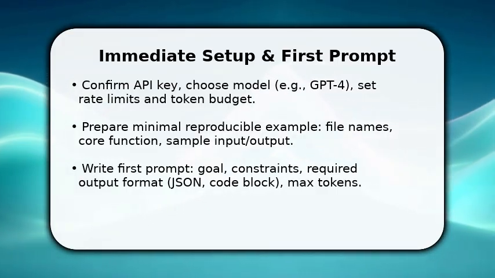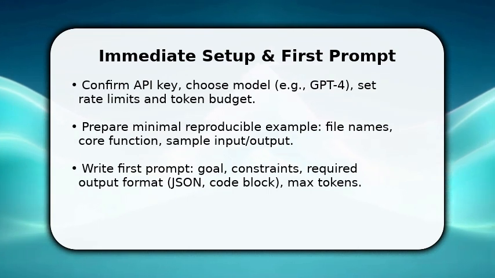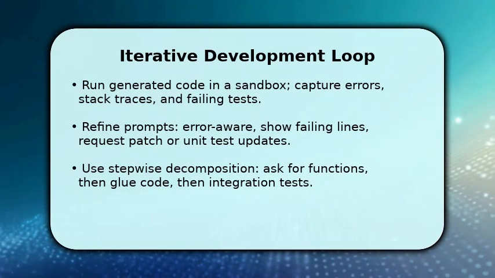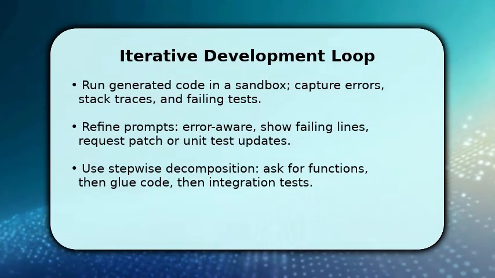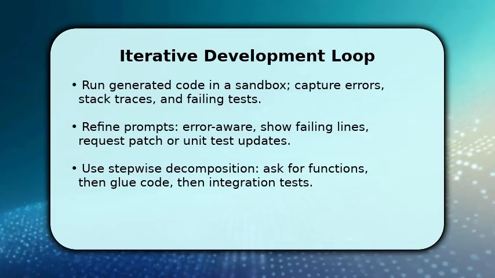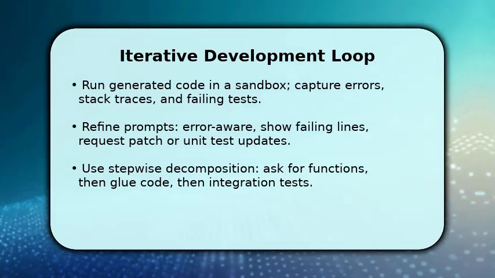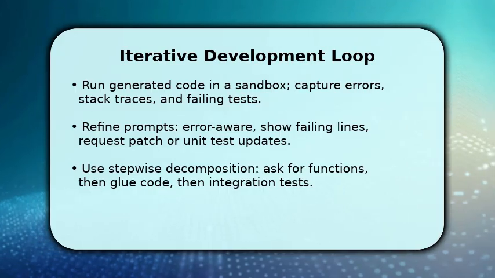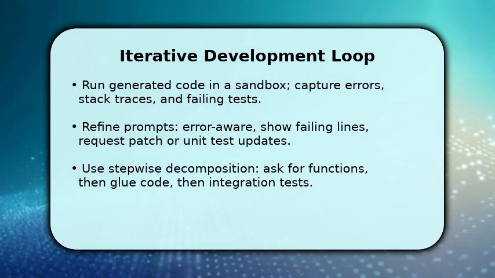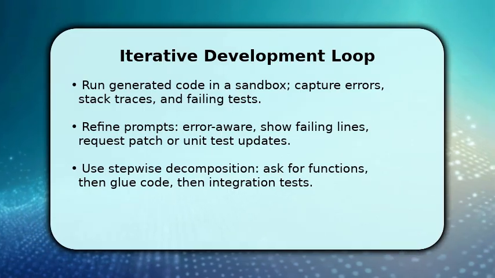Now call the model and capture its raw reply for validation. You enter an iterative loop where execution guides prompts. Run the generated code in a sandbox and gather errors and failing test output. Once you have failures, feed them back with exact stack traces and ask the model for a targeted patch or a minimal failing test fix.